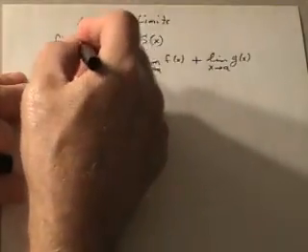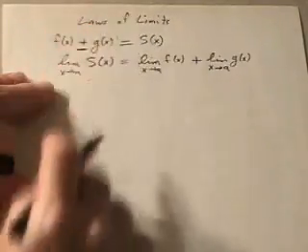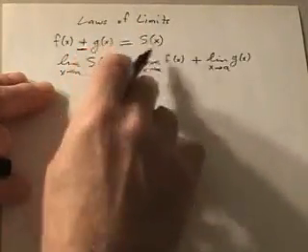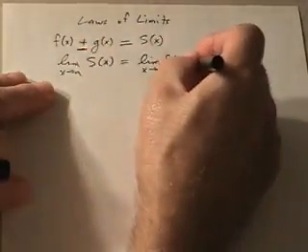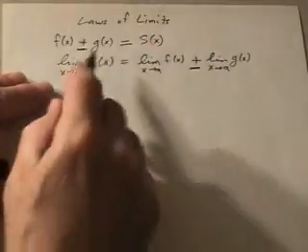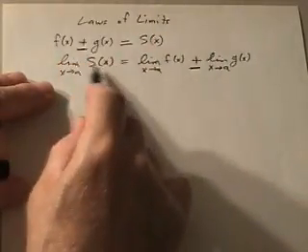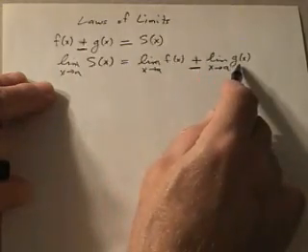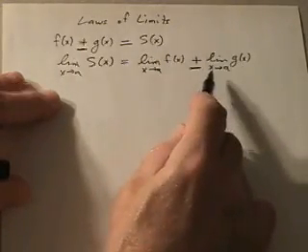What happens if you subtract these two functions? You get a different function. I suppose I could change the name to like d of x, but I'm not going to do that. But the same kind of thing happens. So if you subtract two functions, the limit of the difference of the two functions can be computed just by taking the limit of each of the two components and subtracting them.